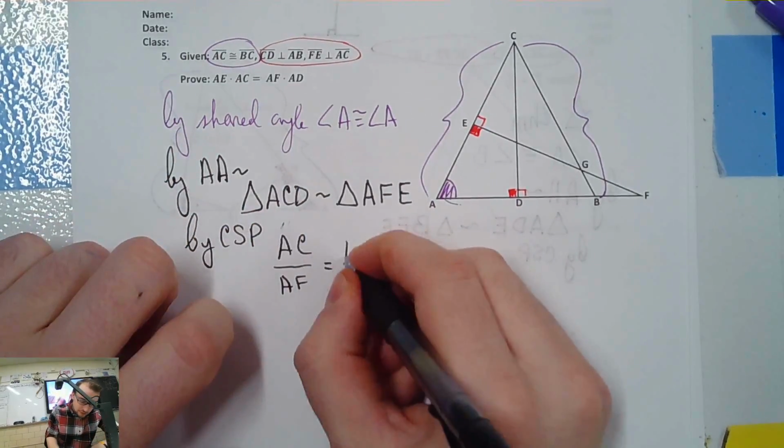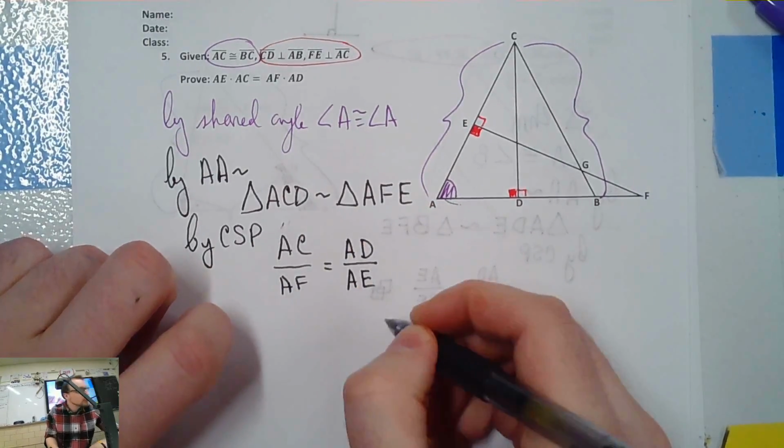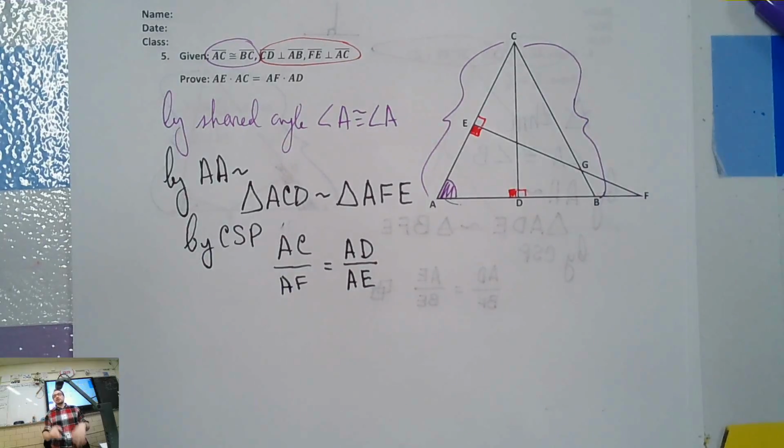Now, AD came from my first triangle. That's what I write on top. And AE came from my second triangle, so that's on the bottom. You could flip those if you want. Just be consistent. If you did the first triangle on top, make sure it's always the first triangle on top.